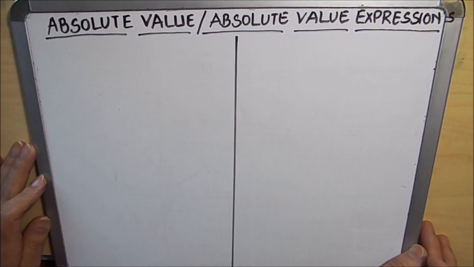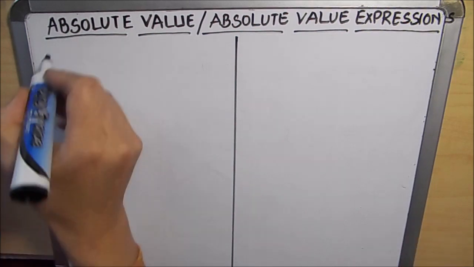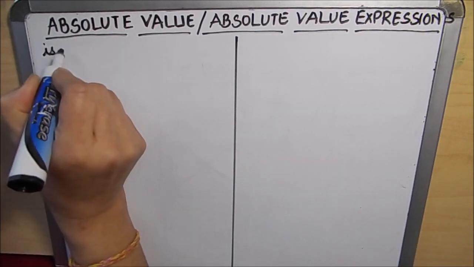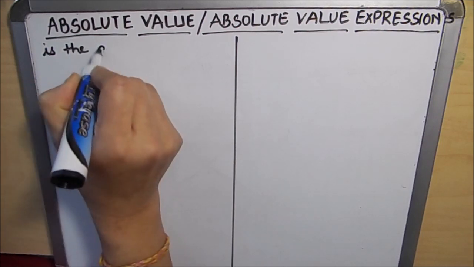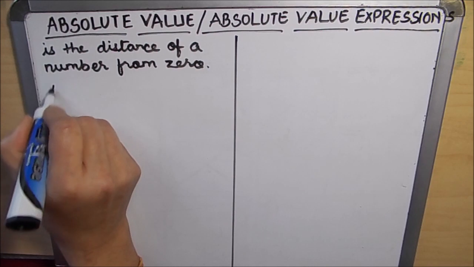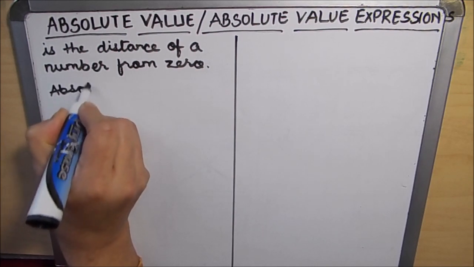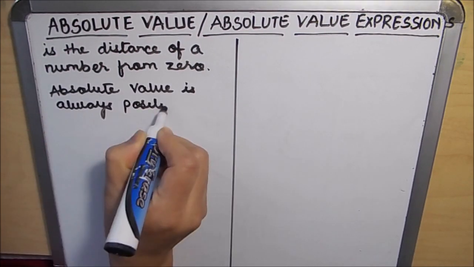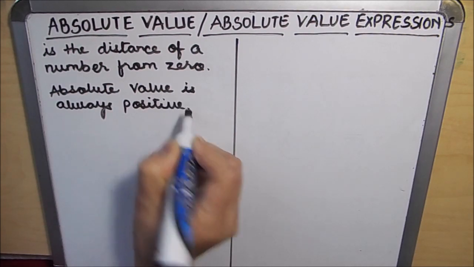Today we are going to learn what absolute value is and also solve a few expressions of absolute value. Absolute value is the distance of a number from 0. Also, absolute value is always positive. So let's clarify this with a few examples.